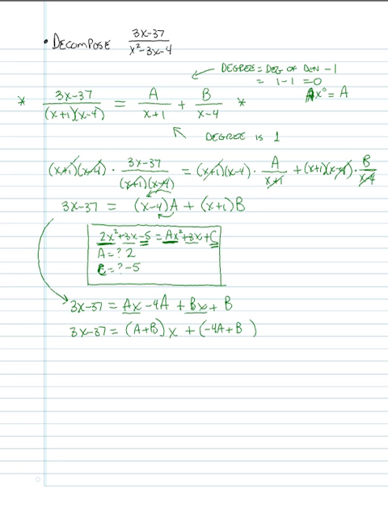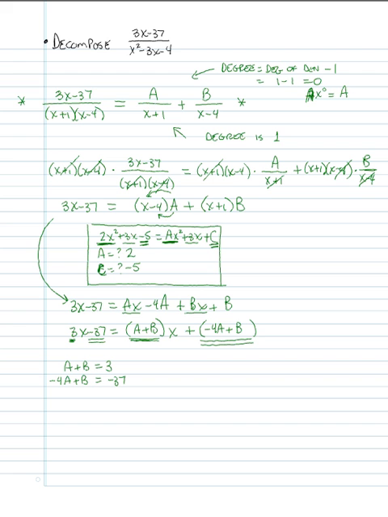On the left side, the coefficient of x is a 3. On the right side, the coefficient of x is an a plus b. So that tells us that a plus b must be the same number as 3. They're both the coefficient of x. On the left side, the constant term is -37. On the right side, the term that doesn't involve x is negative 4a plus b. So that tells us negative 4a plus b must be equal to that negative 37 value.